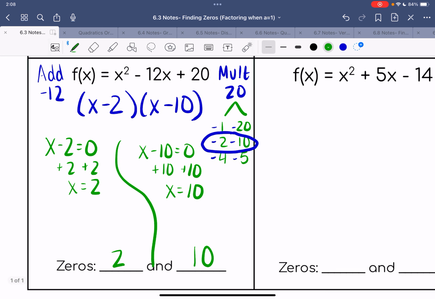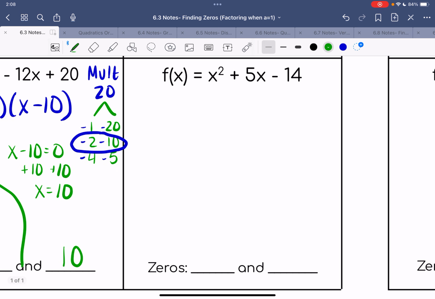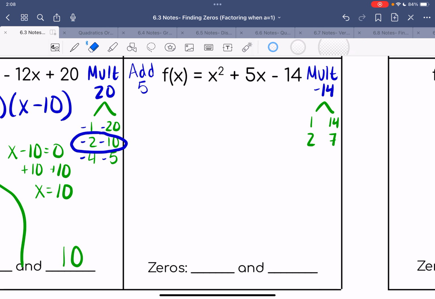Okay, very last problem. We've got f of x equals x squared plus 5x minus 14. We are looking for numbers that multiply to negative 14 and add together to be 5. Numbers that multiply to be 14 are 1 and 14, and 2 and 7. 3, 4, 5, 6 don't work. 7's already on the list.